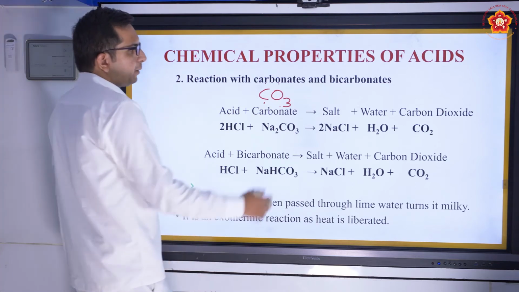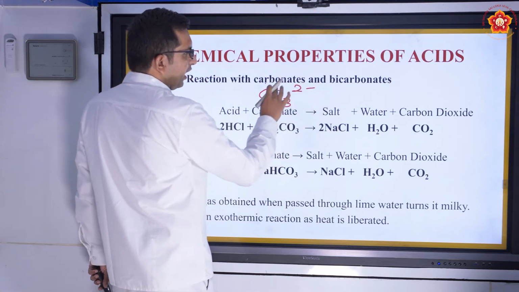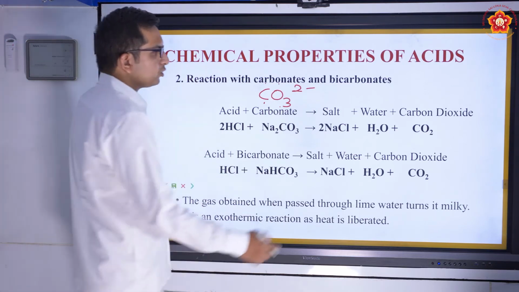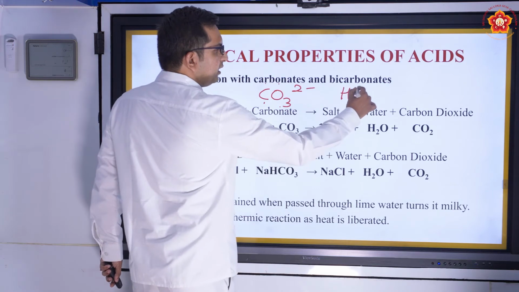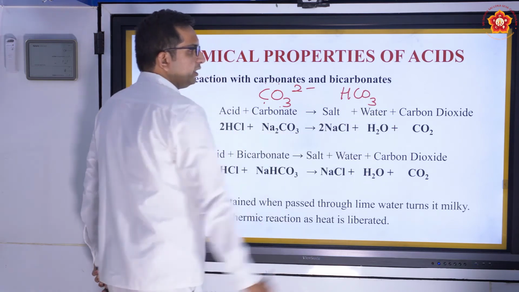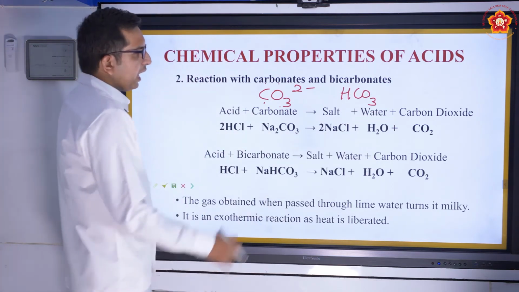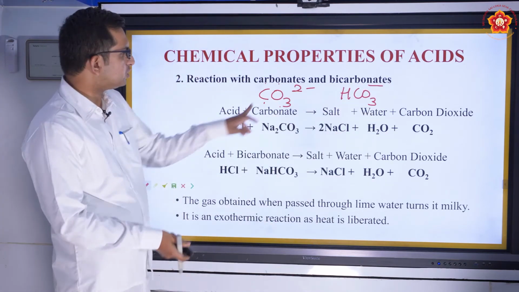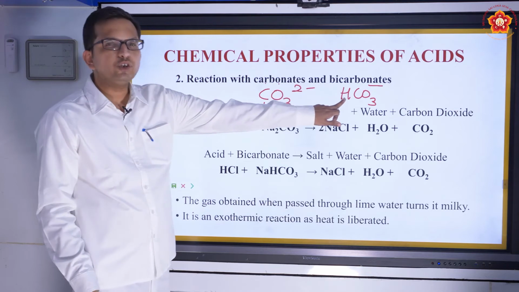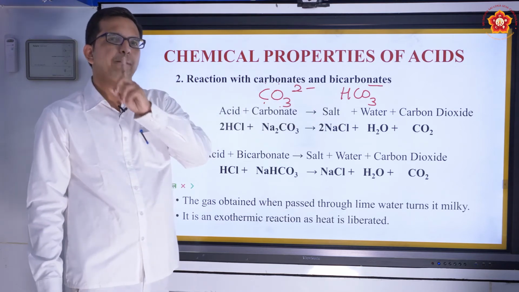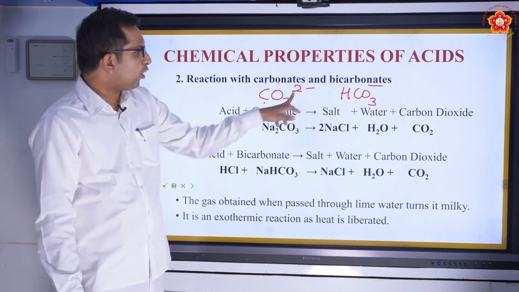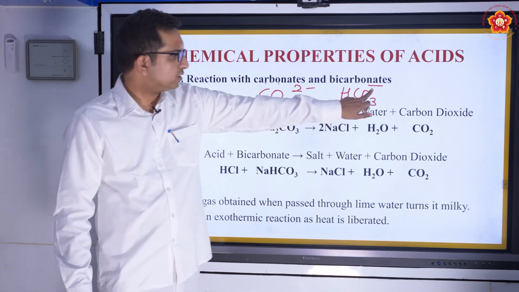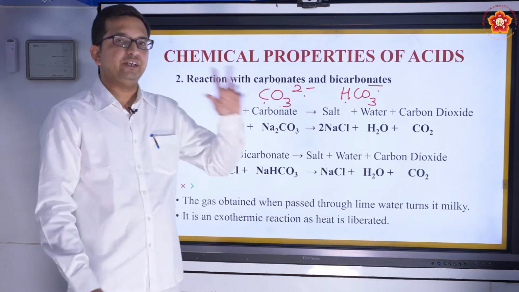And this carbonate, please remember that it tends to have a -2 charge. Whereas bicarbonates are those compounds, bi basically indicates hydrogen carbonate, HCO3, and the charge associated with HCO3 is minus, because here it was 2 minus. When hydrogen came, hydrogen brought 1 plus charge. So for this 2 minus, 1 plus charge was introduced in terms of hydrogen, therefore this becomes a negative charge.